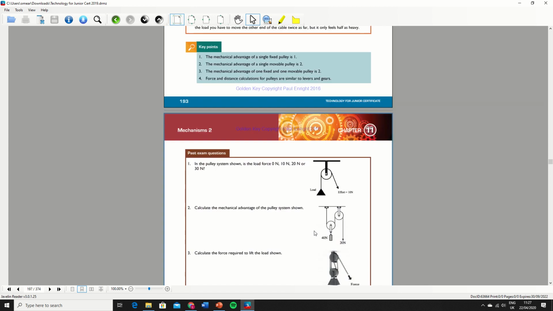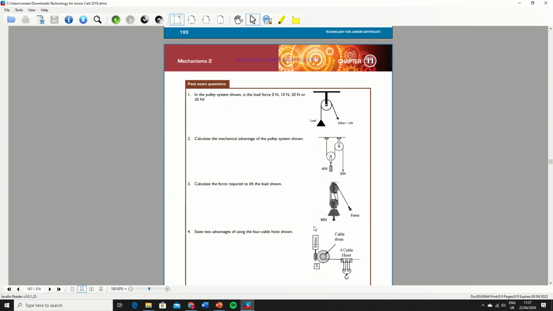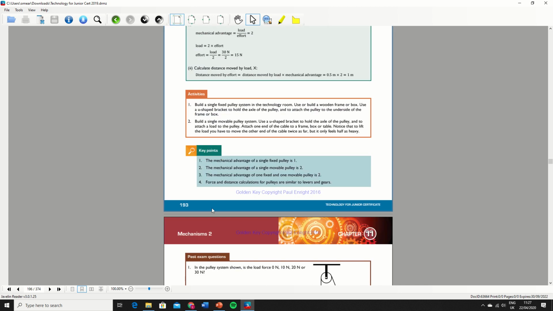Okay, so these are the 5 questions you have to do for Friday. These are the key points here: the mechanical advantage of a single fixed pulley is 1, the mechanical advantage of a single movable pulley is 2, the mechanical advantage of one fixed and one movable pulley is 2, and the force and distance calculations for pulleys are similar to levers and gears.